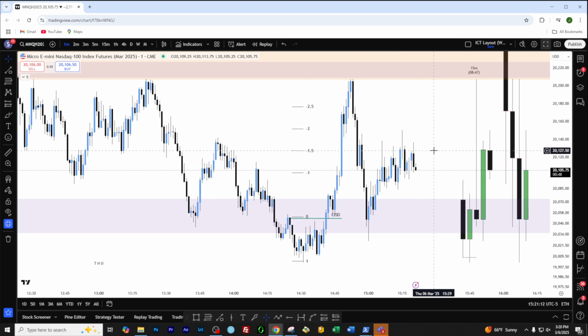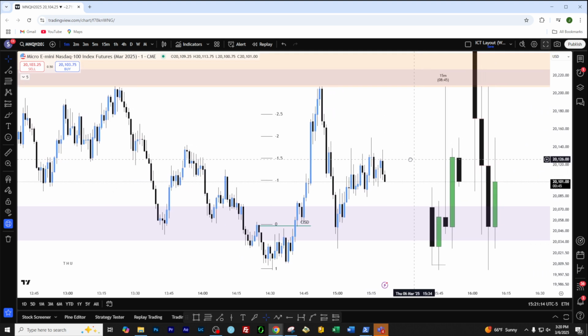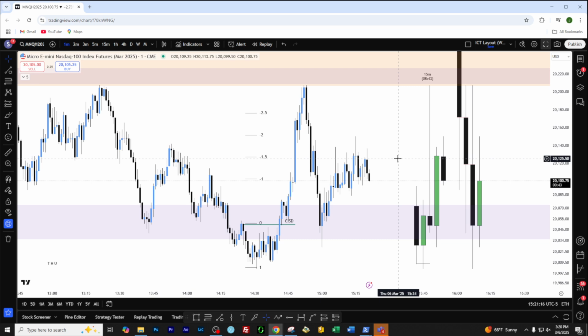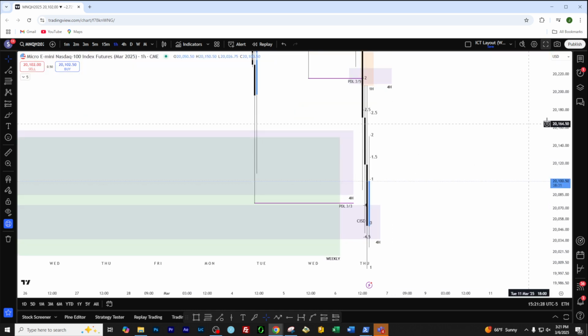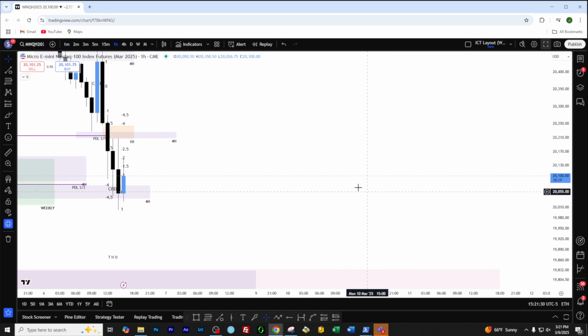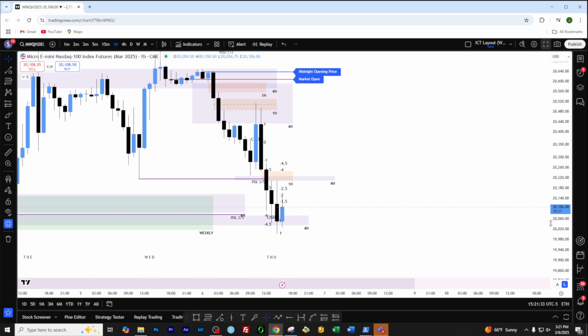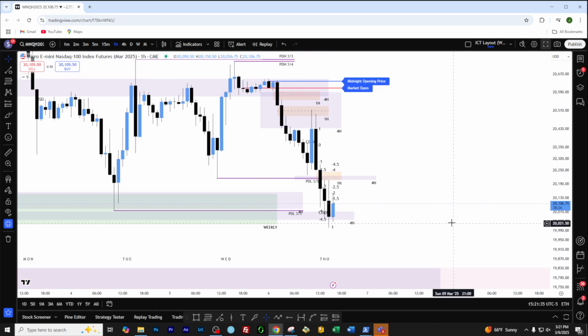I'm looking at higher time frame imbalances. I'm looking at the daily and the weekly chart, trying to form a bias in terms of where we're headed next, where the market is going. When you're down here in the 1 minute, that's great for entries, but you really need to be up on the higher time frames to see the bigger picture and where the market is possibly going next.